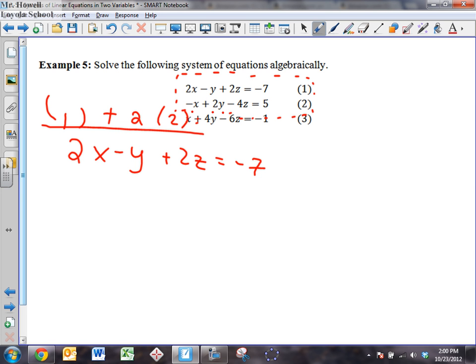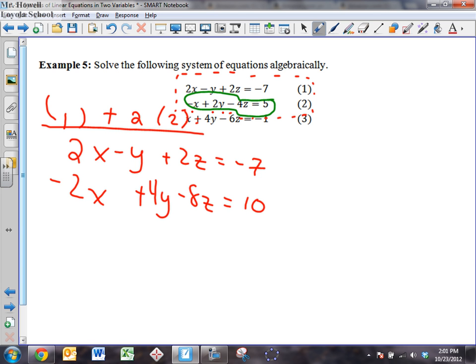Make sure you double everything. The most common mistake I see is people only double what they're trying to get rid of, and they forget everything else. So we're going to have negative 2x plus 4y minus 8z equals 10. Again, make sure you double everything in this entire equation. Everything's got to get doubled in that equation.